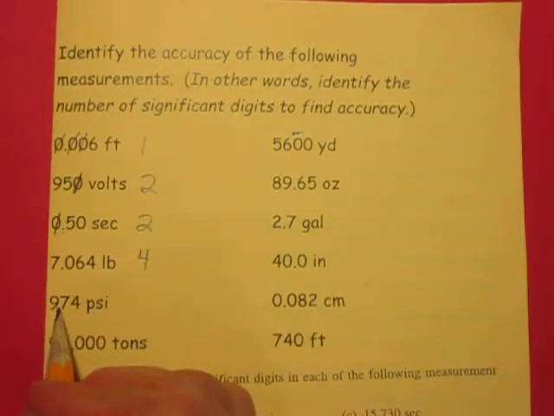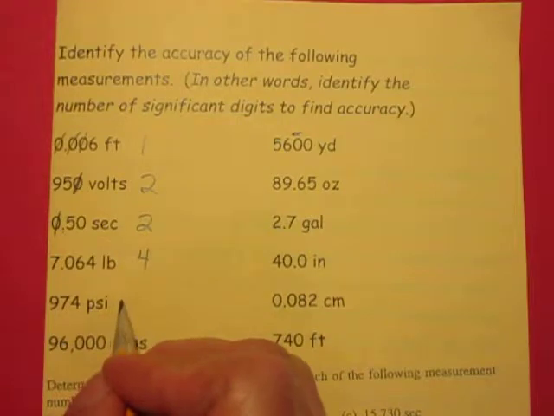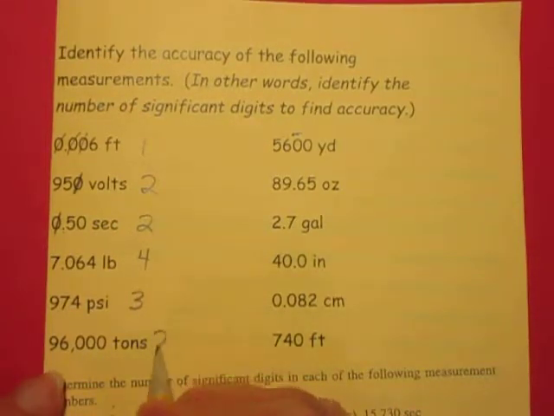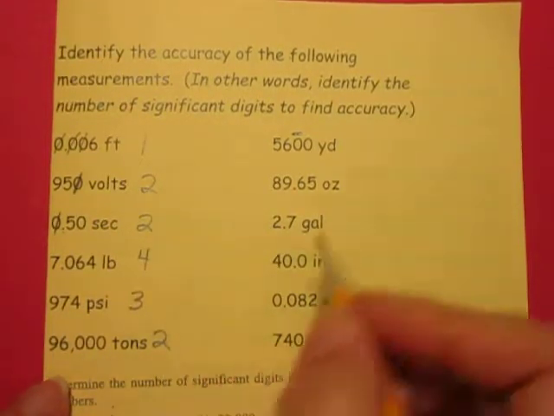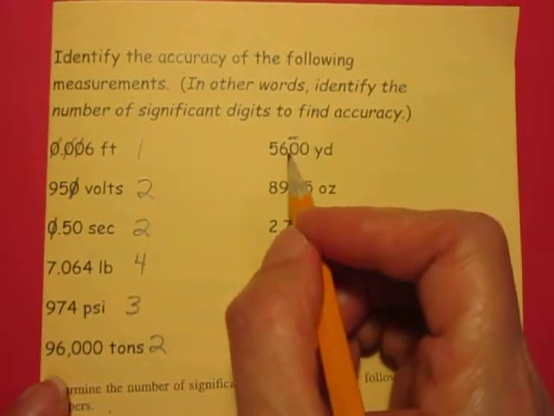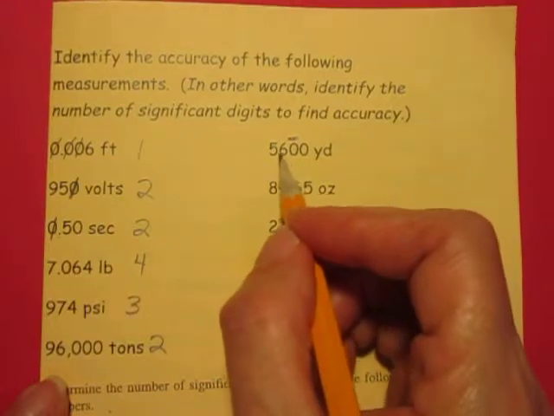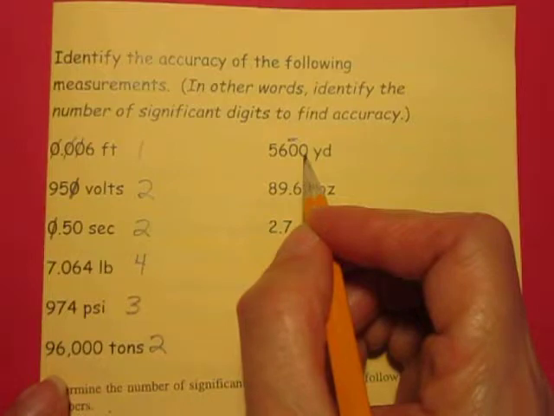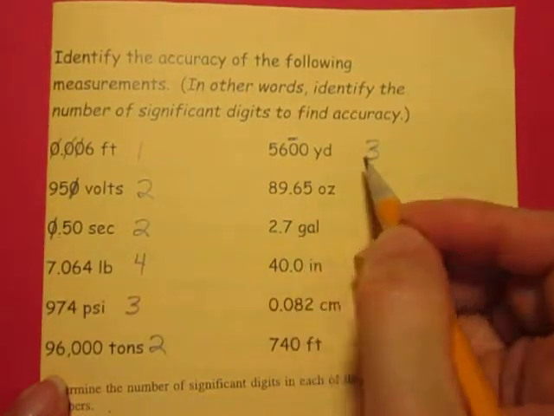Here we have 974. We have 3 significant digits, no zeros to worry about. Here we have 96,000 tons. We have 3 zeros to the right of a whole number. These 3 zeros are not significant. So we only have 2 significant digits, or an accuracy of 2. And here I have a bar over my first 0. It's to the right of a whole number, so that 0 is significant, but the 0 without the bar is not. So we have 3 significant digits here.